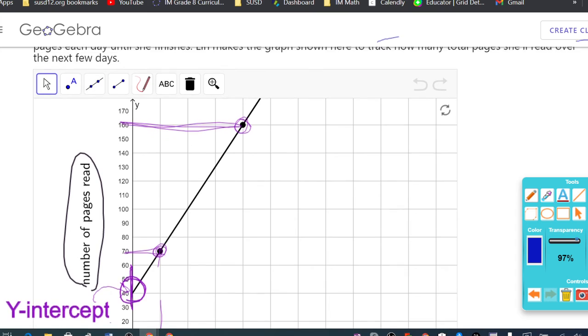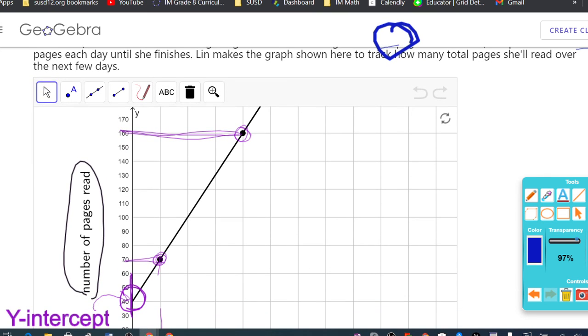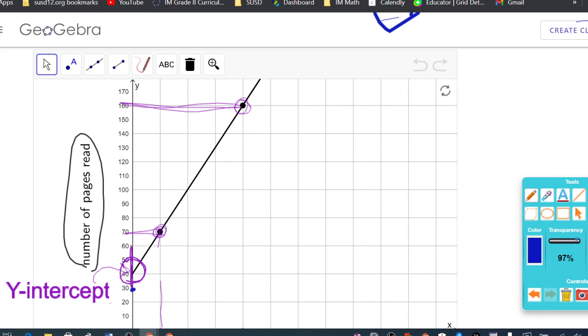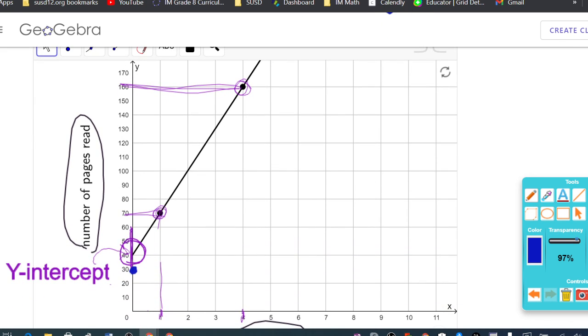Anyway, she has already read 30 pages, so that's going to be the y-intercept. She's not starting at 40, she starts at 30 pages. And it says she plans to read 40 pages per day. So every day, she should increase by 40. So on day 1, it should be 30 plus 40, which is 70 pages. That makes sense. On day 2, it should be 70 plus 40, which is 110 pages, right here.